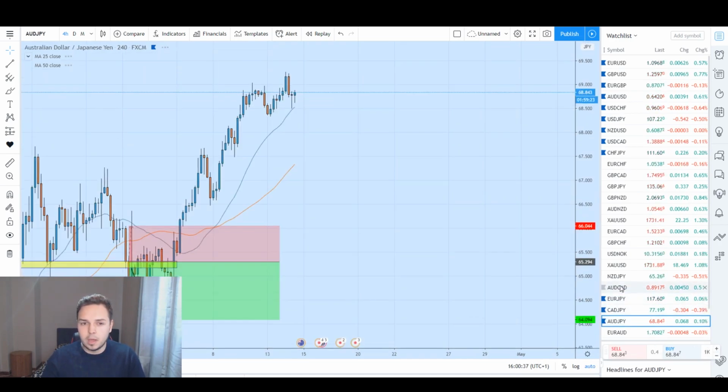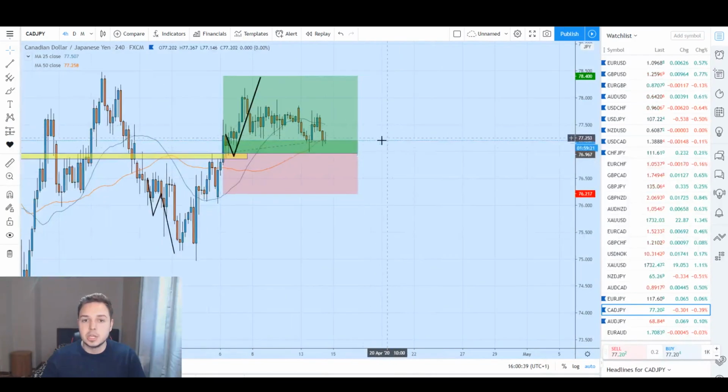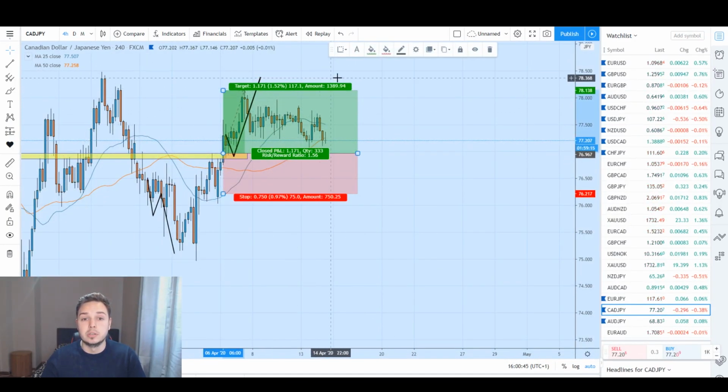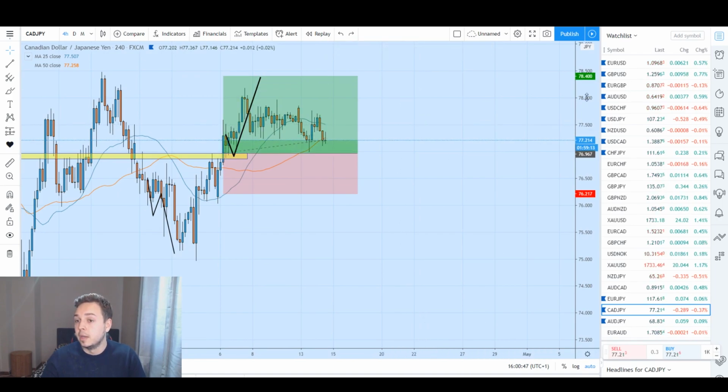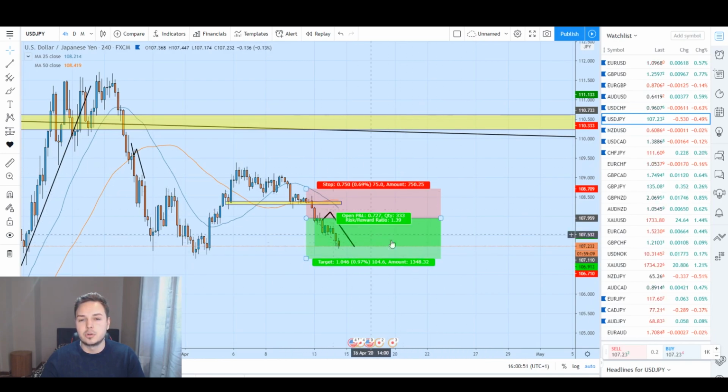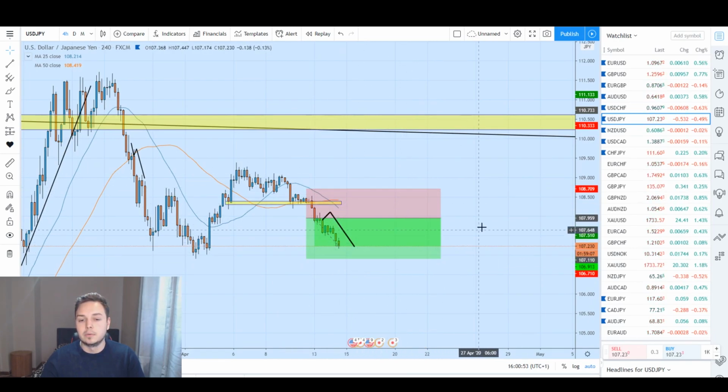Euro JPY, I don't remember which trades I placed. CAD JPY, this was a good trade. Now plummeted down actually, but we already reached the 120 pip mark. So very nice indeed. USD JPY, this is the trade I sent out yesterday, and it's already 75 to 80 pips in profit.